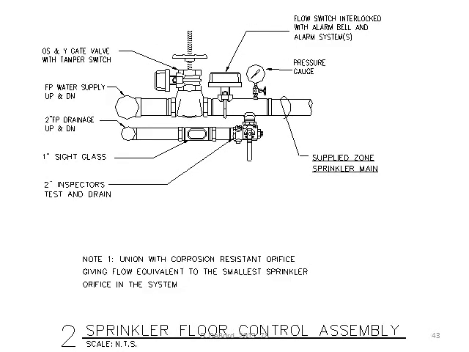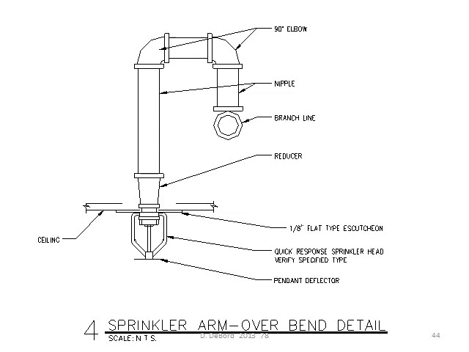This is a sprinkler floor control valve assembly. You can see the tamper switch on the OS&Y gate valve. You can see the water flow switch, a pressure gauge, and inspector's test connection. This goes back to the drain riser. This goes to the fire standpipe sprinkler riser, and the sprinklers are connected to the other side.